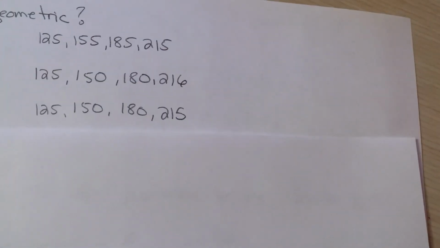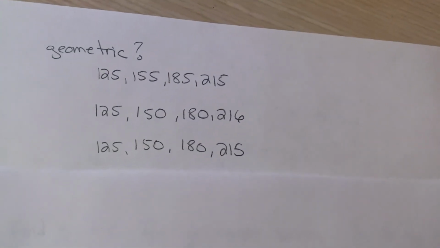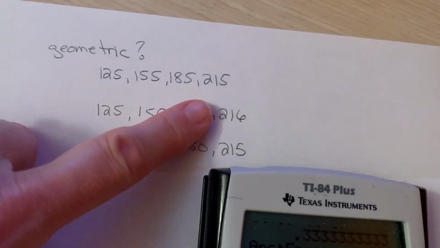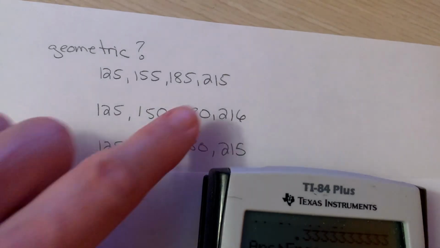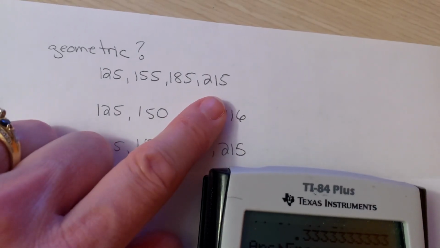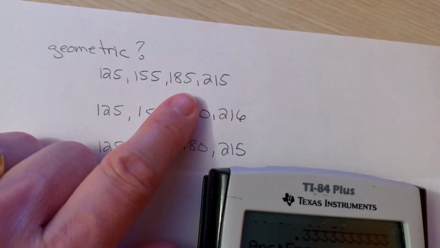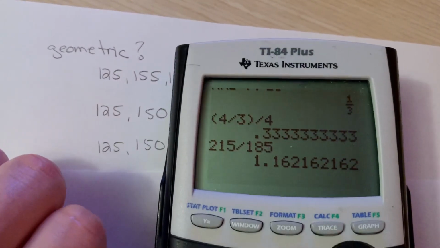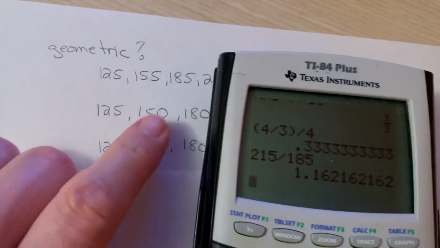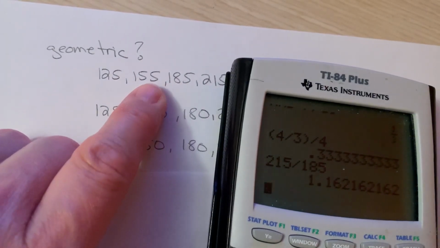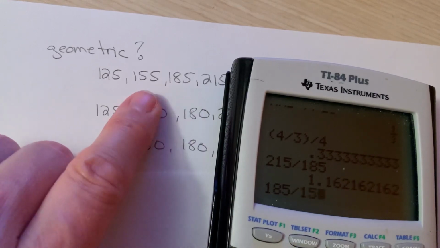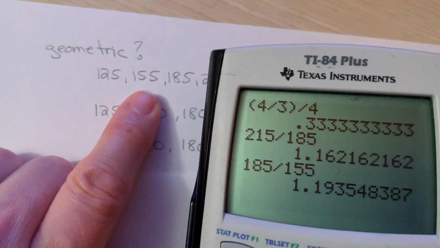Okay. Another type of problem you might get is something like this. Is it geometric? So geometric means you're multiplying by the same number every time. So again, the way to check it is to go backwards. Take 215 and divide it by 185. When I do that, I get 1.162. Now I'm going to do it again. I'm going to do 185 divided by 155. I get a different number.